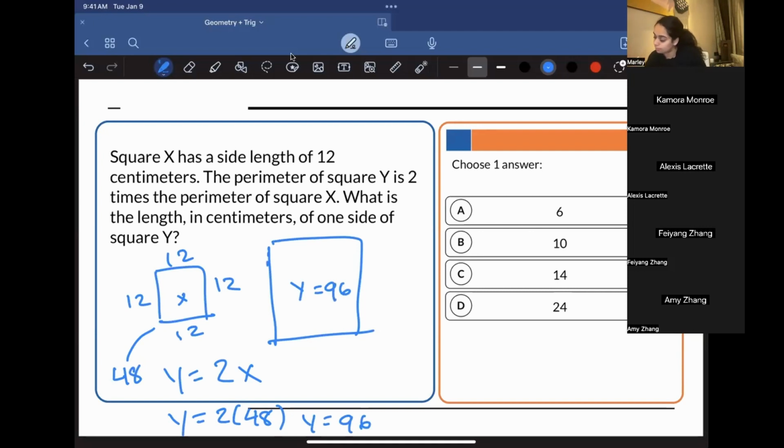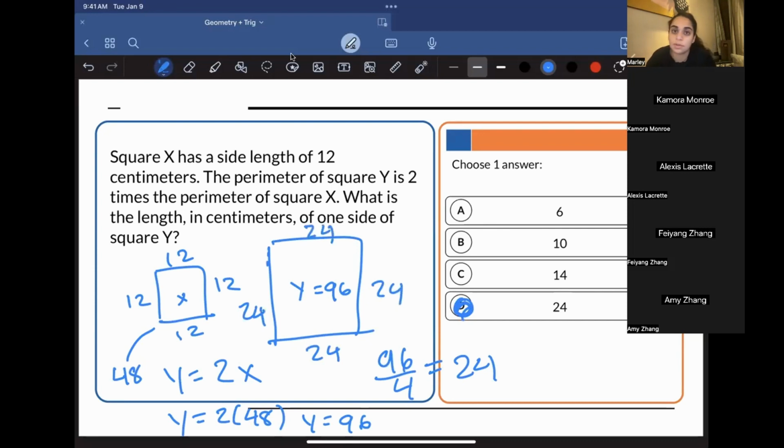Except we need to know the side in centimeters of one length of y. And so we just do 96 divided by 4, which equals 24. It is answer choice D.